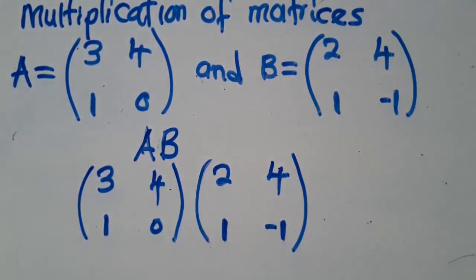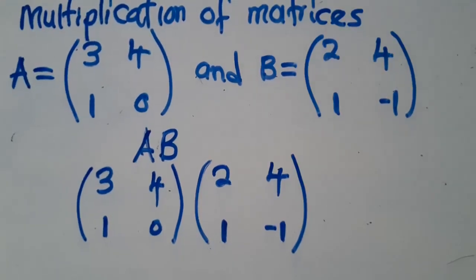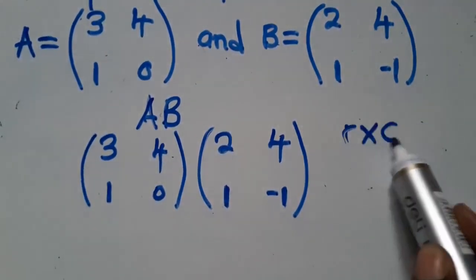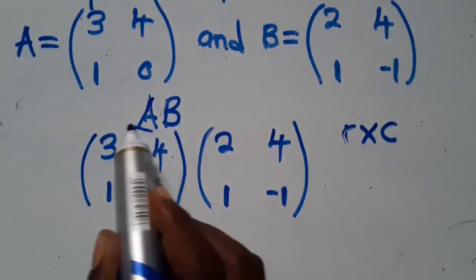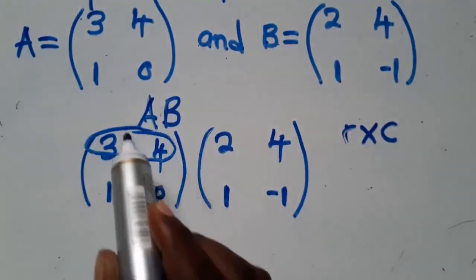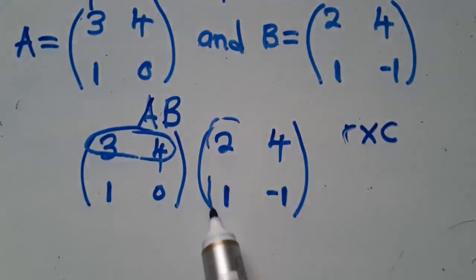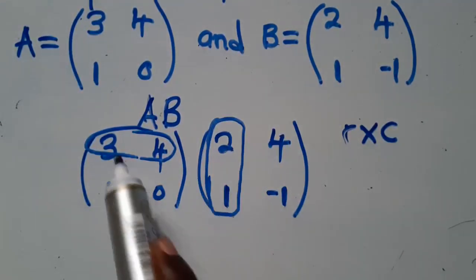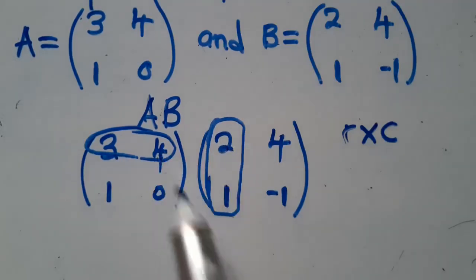So I want you to follow me properly on this one. This is what we are going to do, and this is what you need to do. How do we multiply row by column? You get a row. A row is here. You multiply it against this column that is there. The first one with the first one, the second one with the second one.